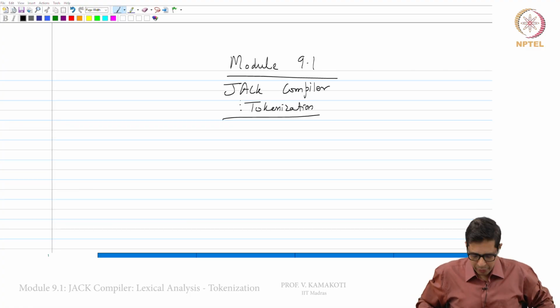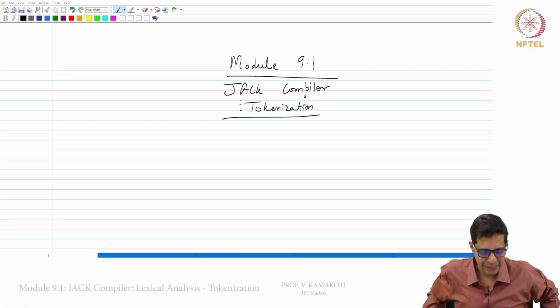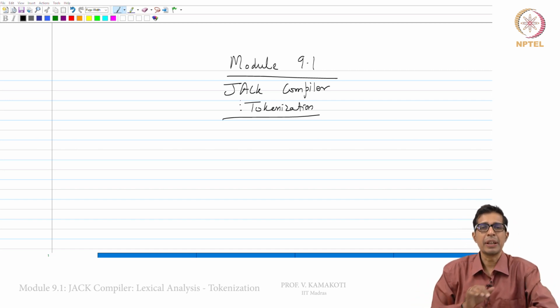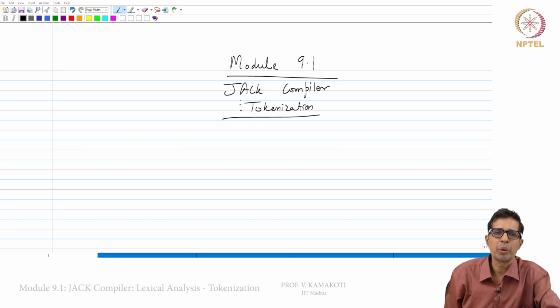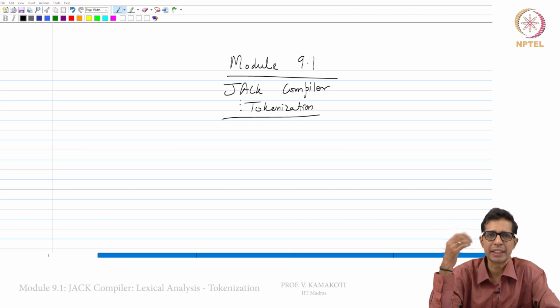So, welcome to module 9.1, and we are going to the penultimate stage of the entire course, wherein we are looking at compiling the Jack language. I hope you had done a significant amount of exploration through project 9, where you got a reasonable understanding of Jack as a language.